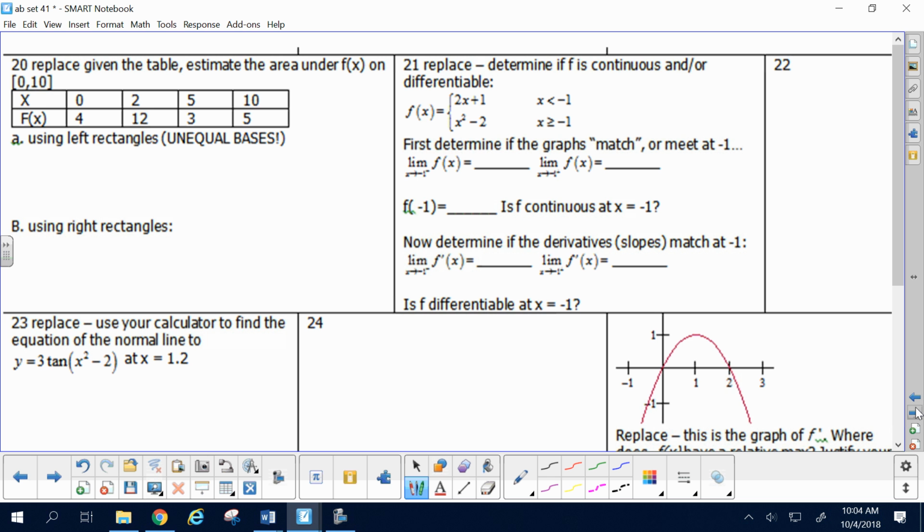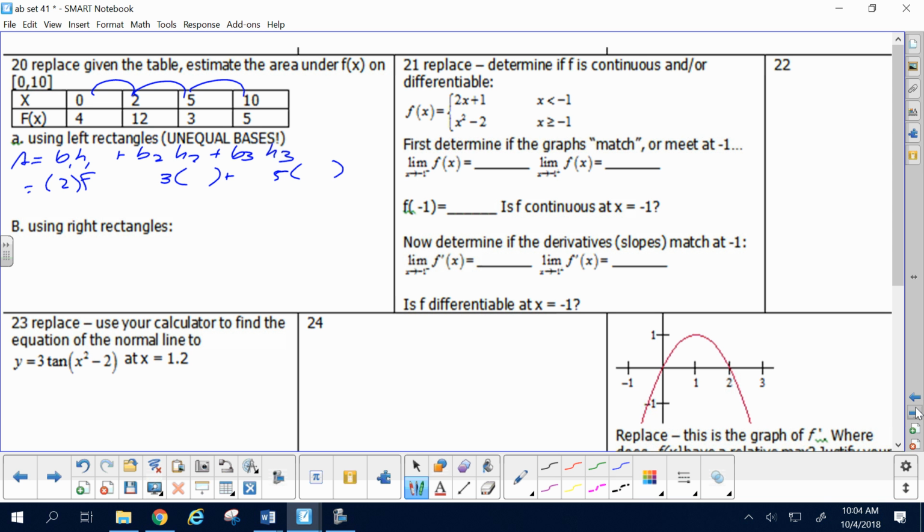20. Using left-hand rectangles on their unequal bases. And remember, when they're unequal bases, there's no factoring out of E, right? Okay, how many rectangles are there? 3. Okay, trying to do this quickly, I would do the bases first. The first base is 2, then 3, then 5. Then I do the heights, showing where they come from.